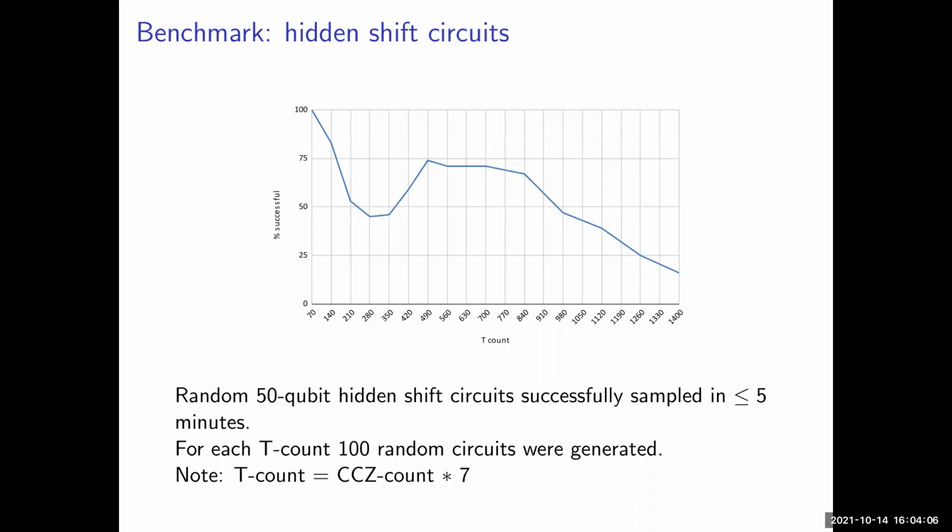I don't really know how the hidden shift circuits are structured, but my guess would be that there's something in them that makes them more amenable. Unless maybe it's just variance, but if it's not, then I would assume there's some kind of fortunate structure which makes them more amenable to cancellation.